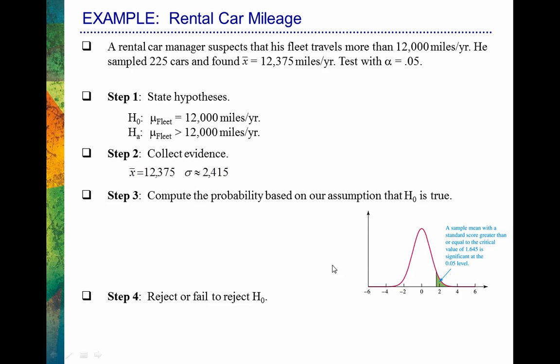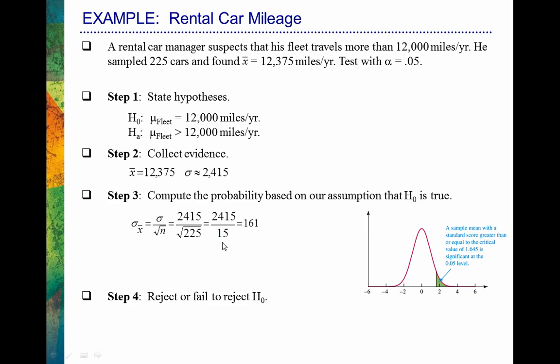Let's transform 12,375 into a z-score. First thing we need to do is compute our standard error. Standard error is needed to compute z. So we compute the standard error of the mean using this formula. We take that standard deviation, 2,415, divide by the square root of the sample size. In this case, there are 225 cars in the sample, so we take the square root of 225. So that leaves us with 2,415 divided by 15.